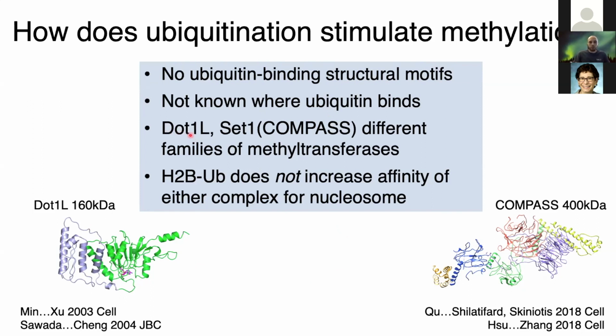And as I mentioned, both Dot1L and Set1, the catalytic subunit of COMPASS, have these completely different methyltransferase folds and are of completely different families. They're unrelated, yet they have this similar stimulation mechanism by ubiquitination. And also paradoxically, it had been shown biochemically that ubiquitination of histone H2B does not actually increase the affinity of these enzymes for the nucleosome. So it wasn't simply some sort of recruitment mechanism that could explain this activation by these two enzymes.